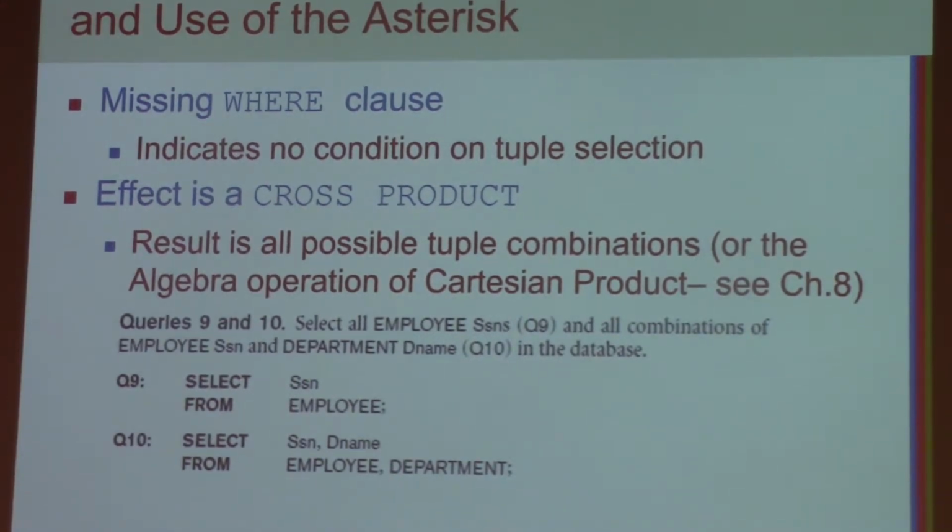Also, query 10, is it an error or not? Definitely query 9 is okay, but what about query 10? It's okay, there's no error. This is the implementation of what? Cartesian product. Cartesian product does not have a join condition; it just combines. So this is exactly the same as the Cartesian product.